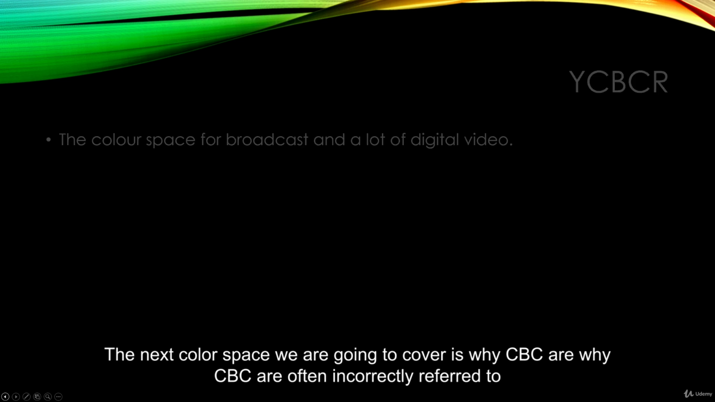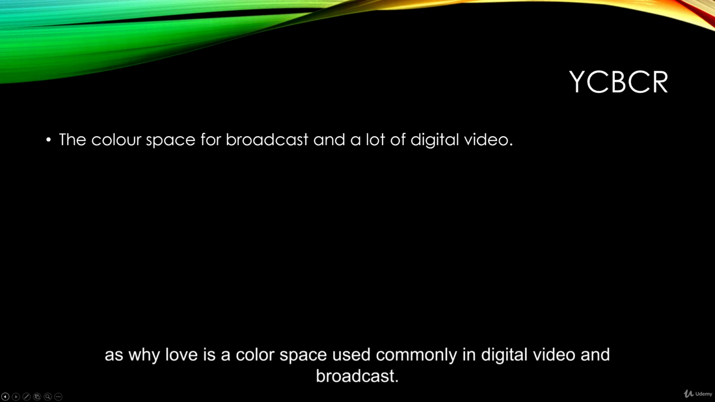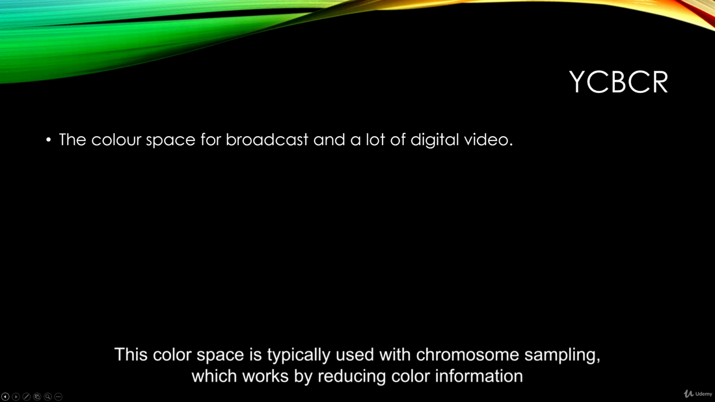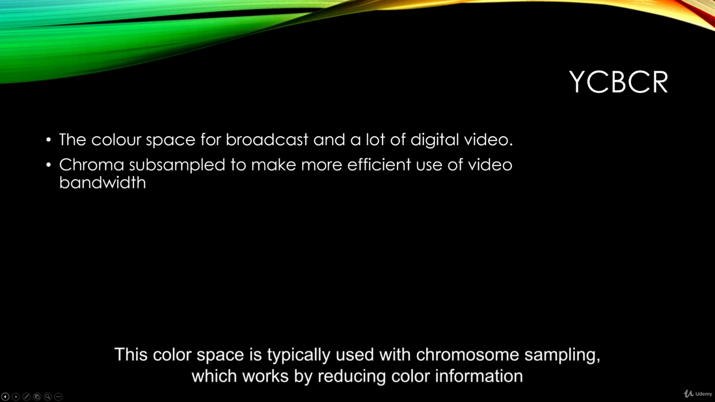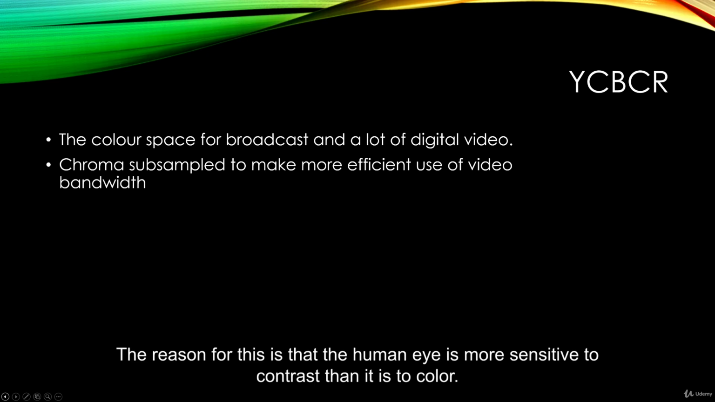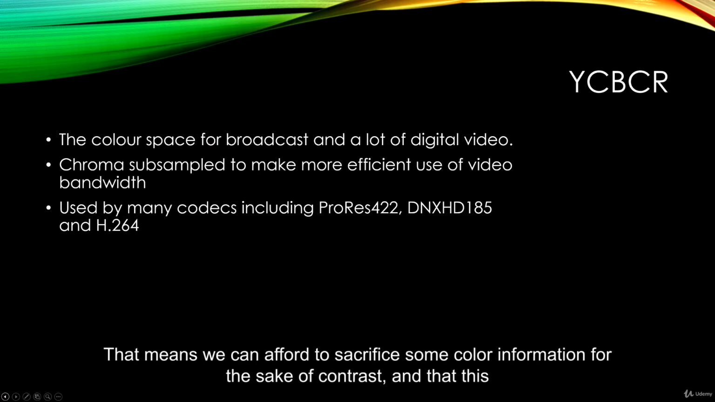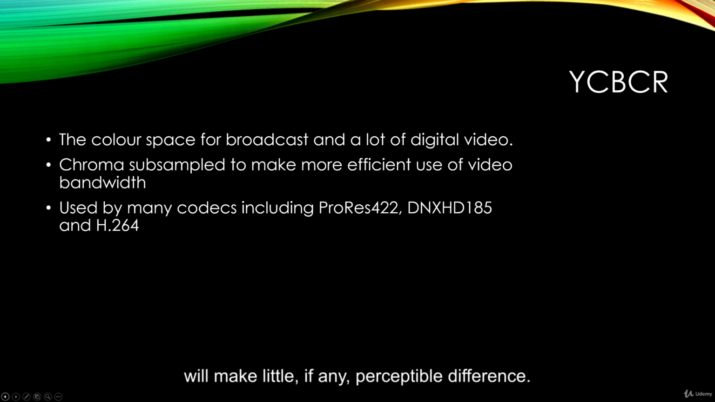The next color space we are going to cover is YCbCr. YCbCr, often incorrectly referred to as YUV, is a color space used commonly in digital video and broadcast. This color space is typically used with chroma subsampling, which works by reducing color information whilst preserving the black-white information. The reason for this is that the human eye is more sensitive to contrast than it is to color. That means we can afford to sacrifice some color information for the sake of contrast, and that this will make little, if any, perceptible difference.